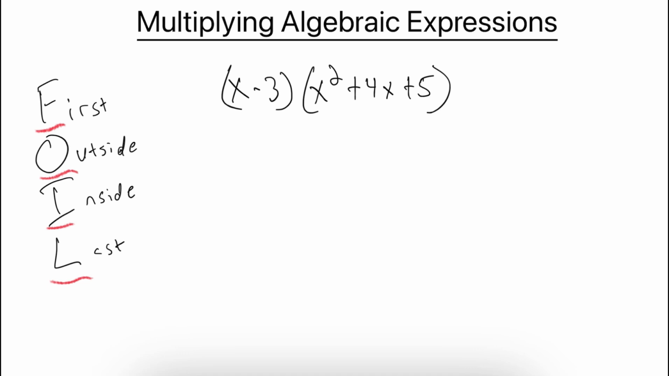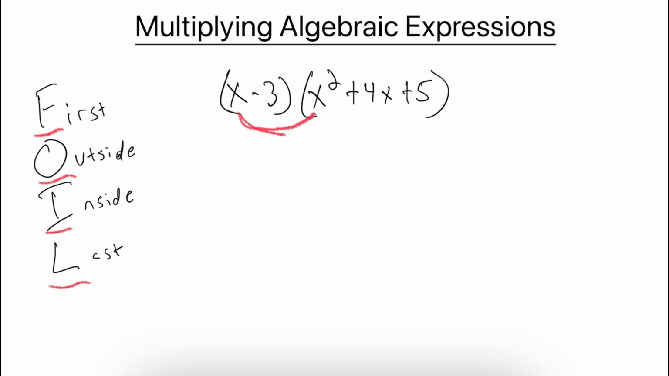Now we have x minus 3 times x squared plus 4x plus 5. So we've got more than first, outside, inside, last. So we'll do first, middle, last. We'll go to our second term and do first, middle, last. So x times x squared is x cubed. X times positive 4x is plus 4x squared. And x times 5 is plus 5x.